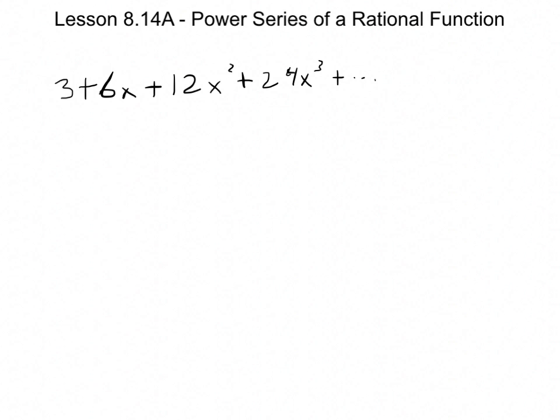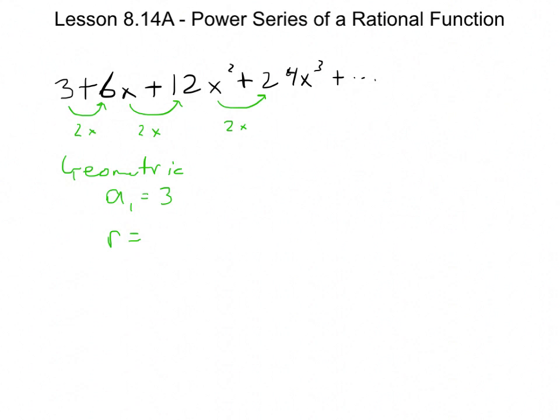I mean, look as you go from term to term. Getting from here to here means multiplying by 2x. Getting from here to here means multiplying by 2x. Getting from here to here means multiplying by 2x. Right? This seems pretty clearly to be geometric with a first term of 3 and a common ratio of 2x.